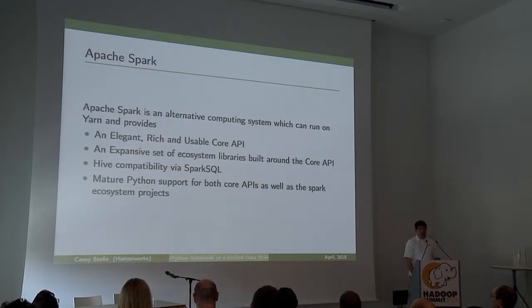There's an expansive set of ecosystem libraries like MLlib, which is one of the more interesting large-scale machine learning projects in the Hadoop ecosystem. And you have Hive compatibility where you can reach into the metastore and interact with your data. And also, which I think is one of the more important things, is really mature Python support, right? All of the ecosystem projects, or at least most of the ecosystem projects inside of Spark, have bindings to Python, right? You can call MLlib directly from Python.